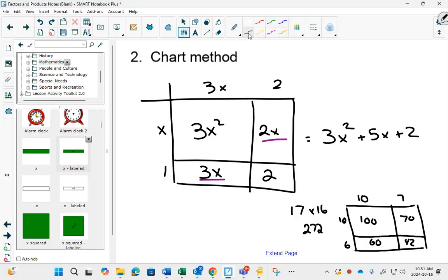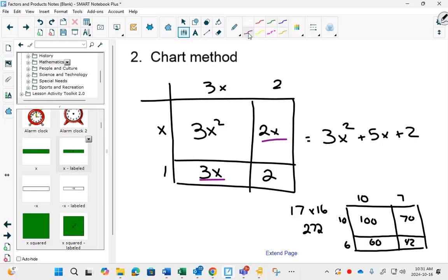Initially, comparing FOIL and the chart method, I think the chart method is easier to see and understand. The negative of the chart method is it takes more space. So over time, teachers and students stop using the chart method just because they don't want to take up so much space in their notes or in their homework.